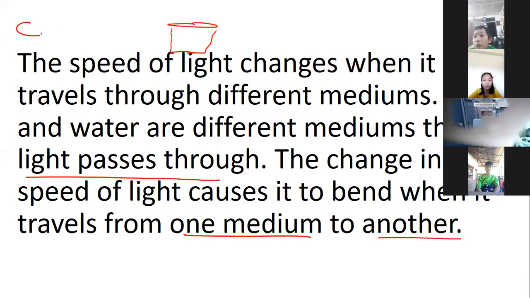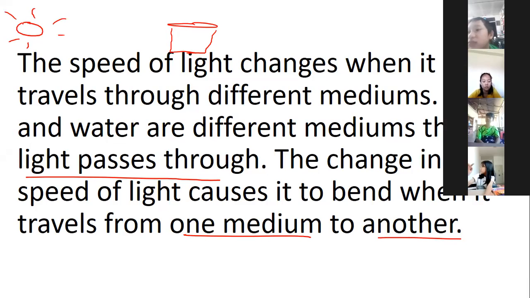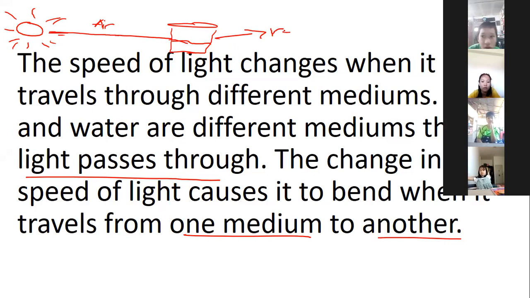Okay. So here, it travels here. The light of the sun travels going to the earth. That's the air. Then going to the glass and going to the water. So what will happen? The light refracts. Refracts means bend. Bend like this.